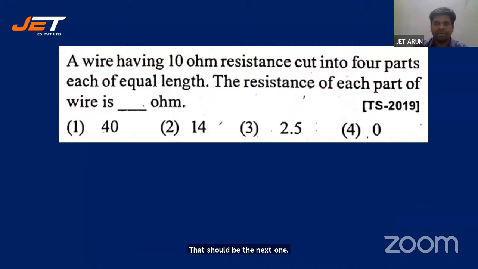A wire having 10 ohm resistance is cut into 4 parts, each of equal length. The resistance of each part of the wire is how many ohms, dash ohms? A wire having 10 ohm resistance is cut into 4 parts, each of equal length. So resistance of each part of the wire is dash ohms.